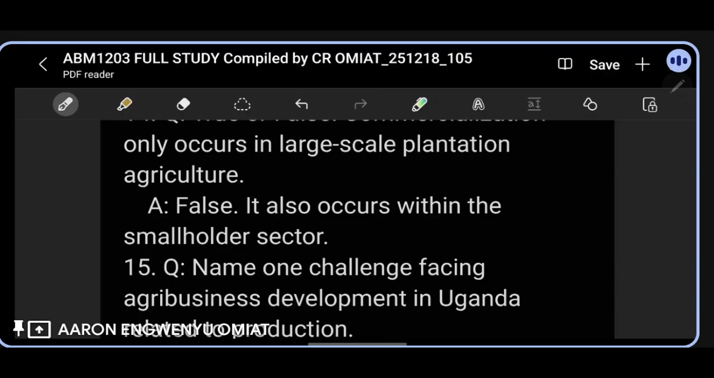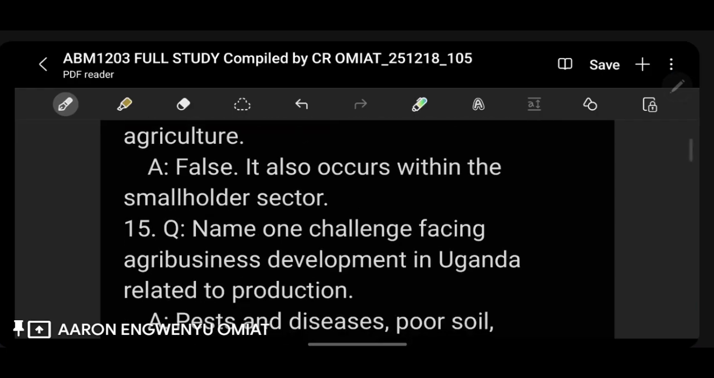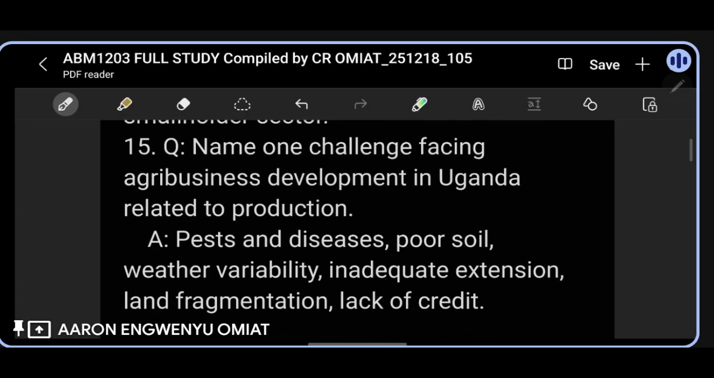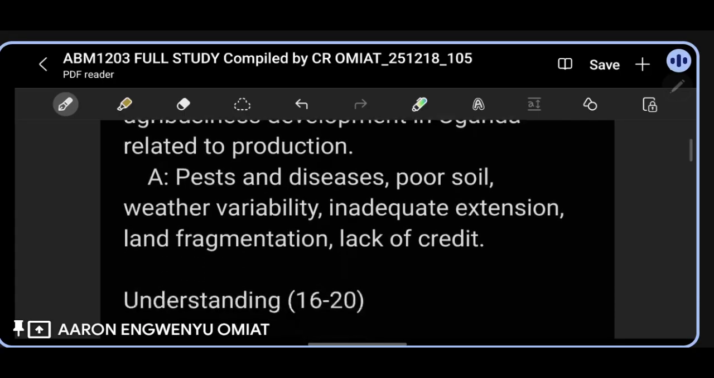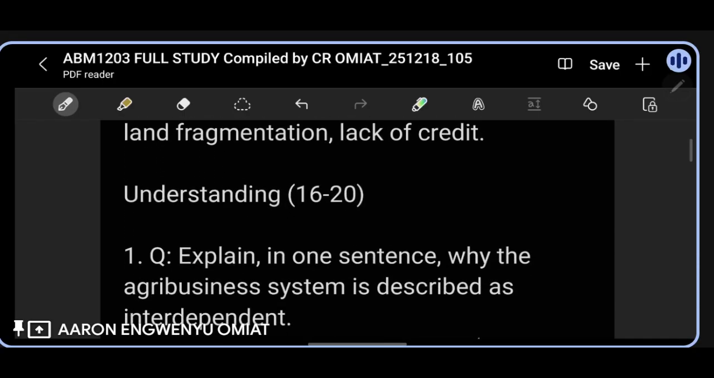Name one challenge facing agribusiness development in Uganda related to production. Amina. Cultivate losses. Okay. So many pests and diseases, poor soil, weather variability, inadequate extension, land fragmentation, lack of credit. Moving forward, Agaton, explain in one sentence why the agribusiness system is described as interdependent.